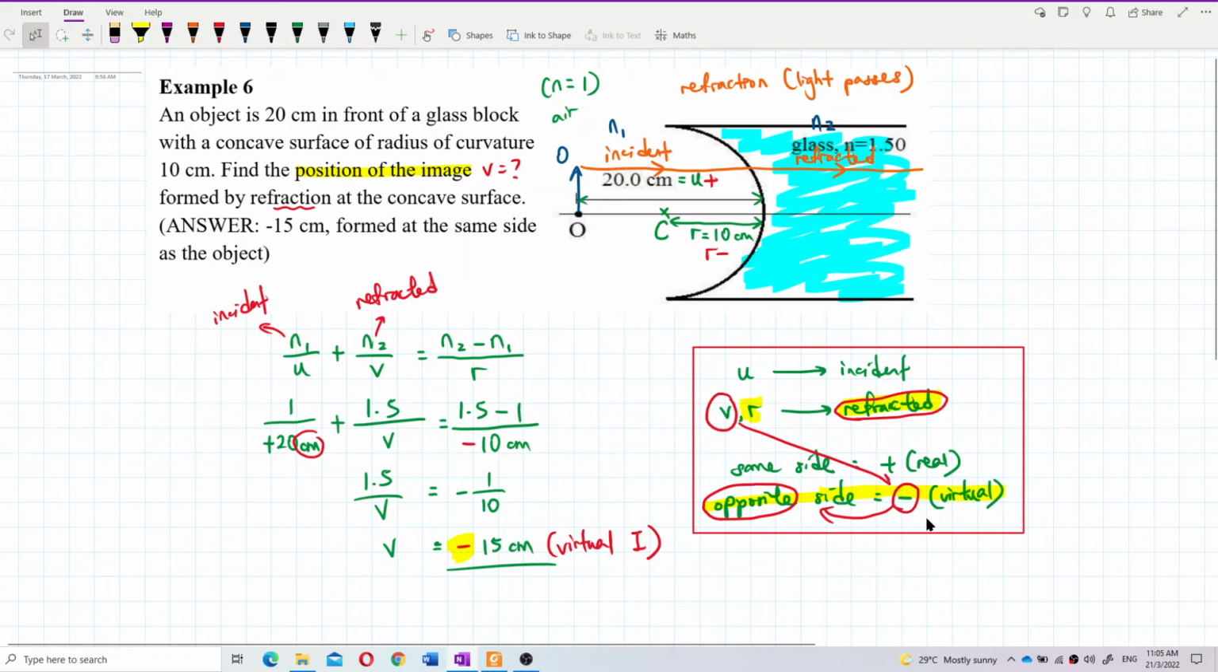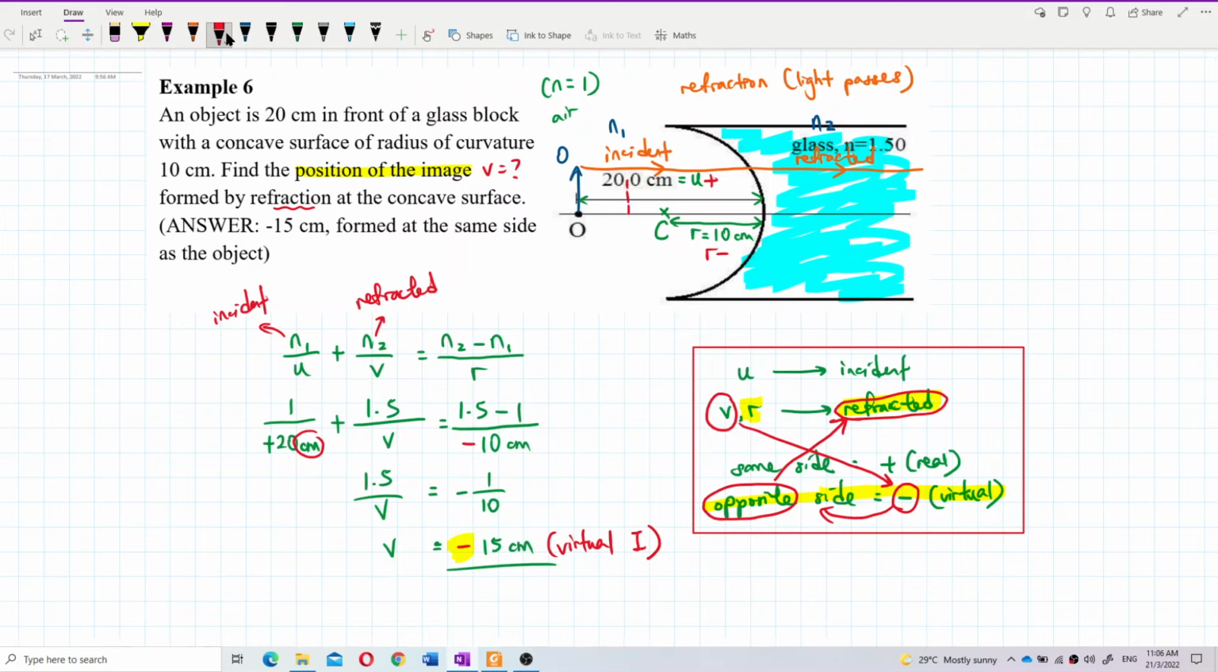I got V negative, means the image must be opposite side of the refracted ray. So it must be over here, opposite of refracted ray. So the image must be formed here. Okay, and negative 15 centimeter. The object distance is 20, so image is just 15. So it must be nearer to the surface. The image must be over here.